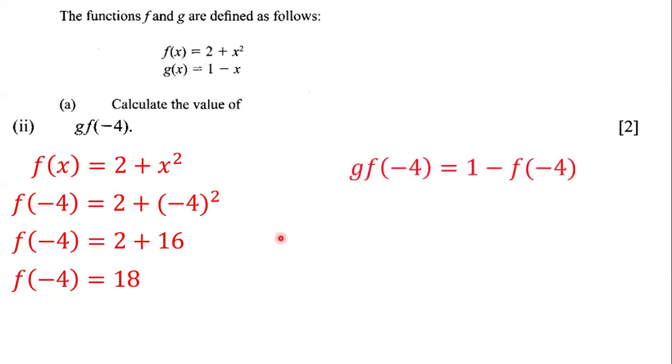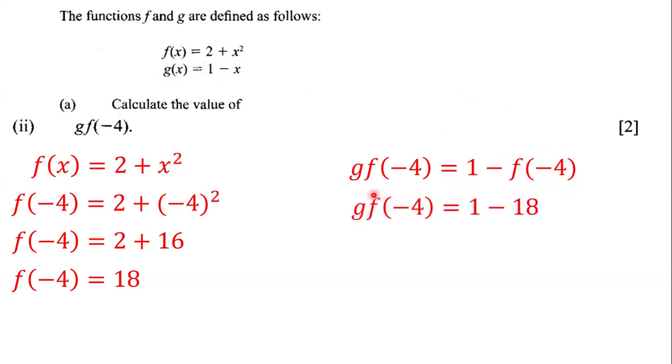And so what do we have? Well, we have that g of f of negative 4 is equal to 1 minus f of negative 4. Now, how do we know that? We know that because g of x is equal to 1 minus x. But instead of putting x, we put f of negative 4. And so what is f of negative 4? Well, f of negative 4 is definitely 18.